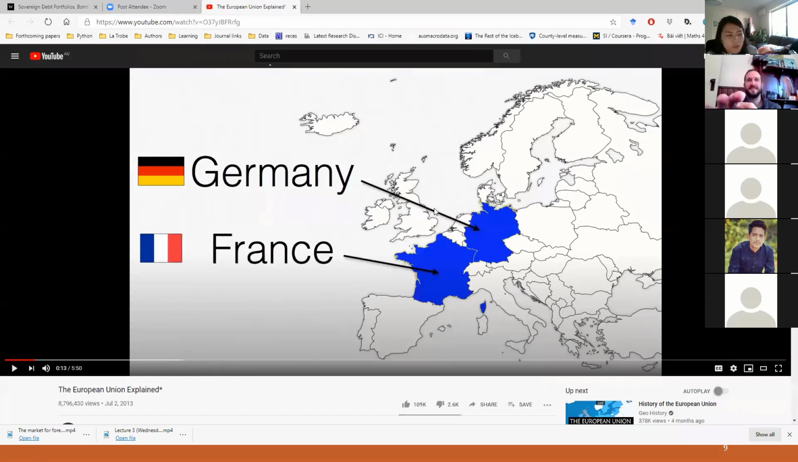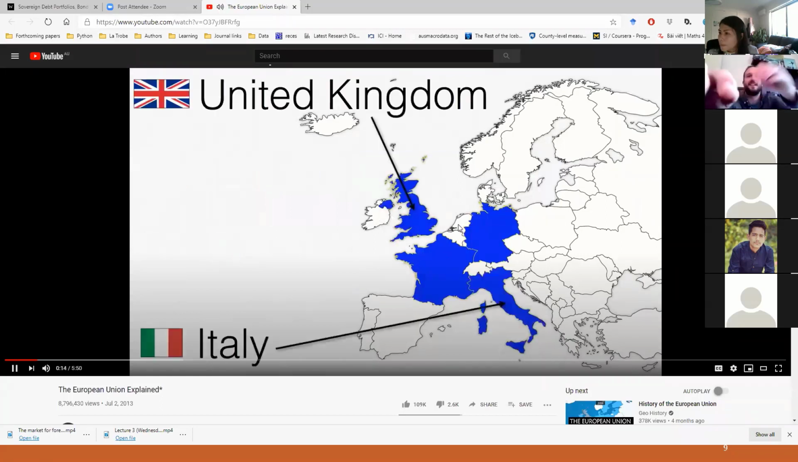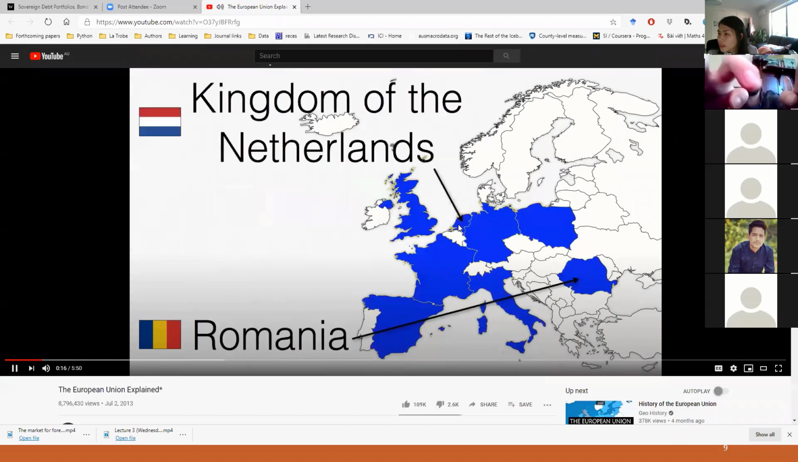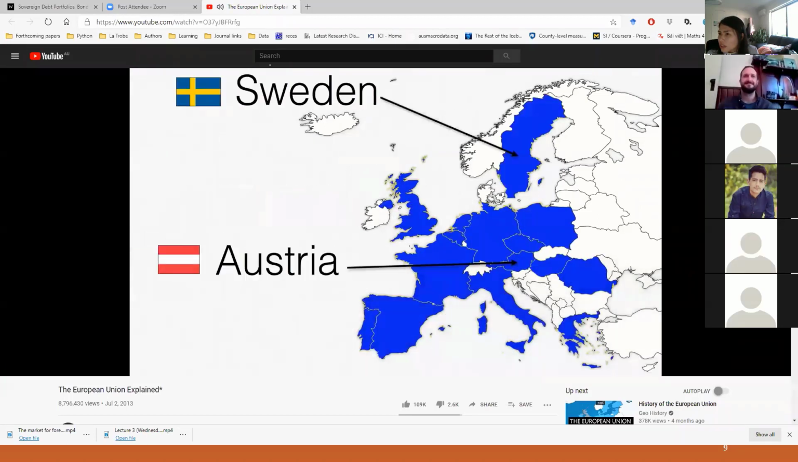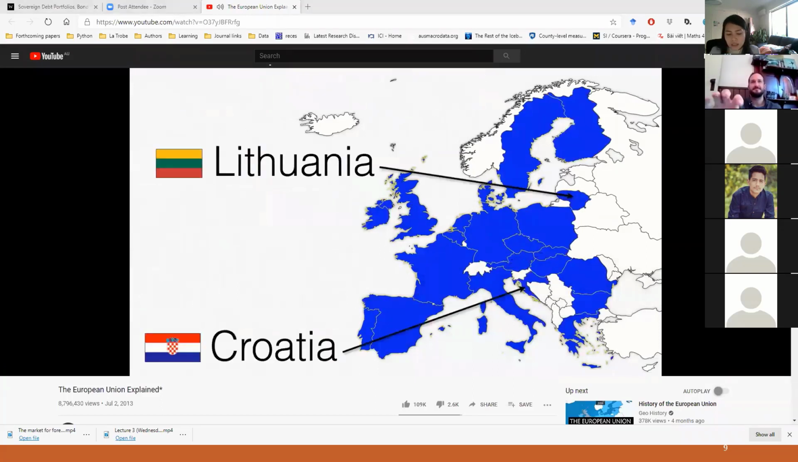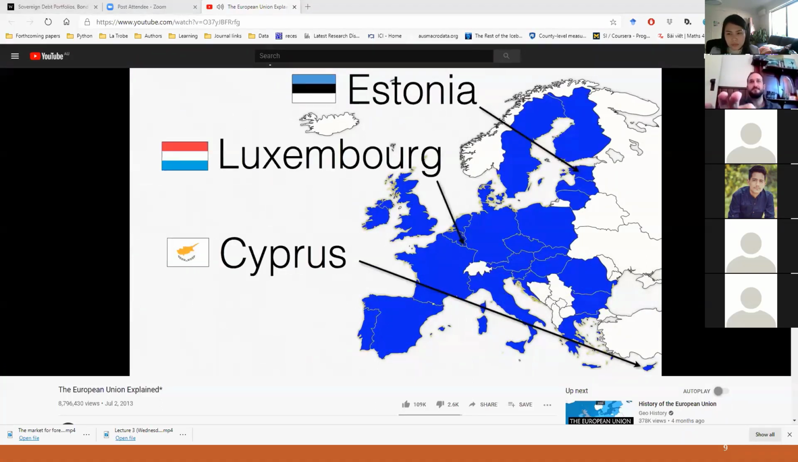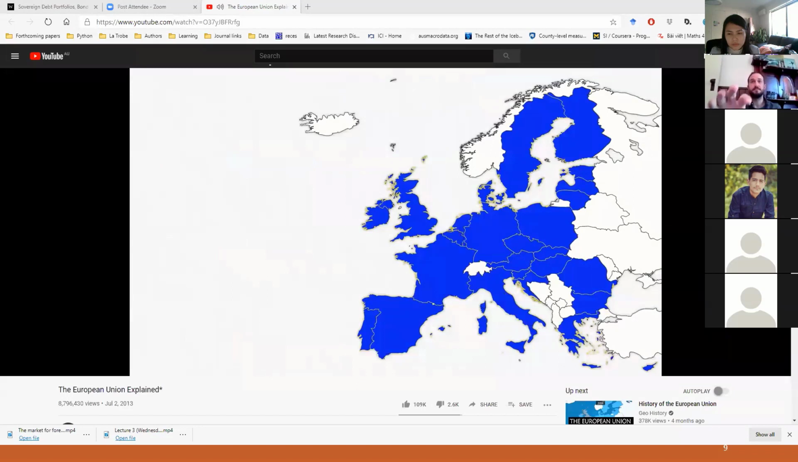France, the United Kingdom, Italy, Spain, Poland, Romania, the Kingdom of the Netherlands, Greece, Belgium, Portugal, the Czech Republic, Hungary, Sweden, Austria, Bulgaria, Denmark, Slovakia, Finland, Ireland, Croatia, Lithuania, Latvia, Slovenia, Estonia, Cyprus, Luxembourg, and Malta. The edges of the EU will probably continue to expand further out as there are other countries in various stages of trying to become a member.